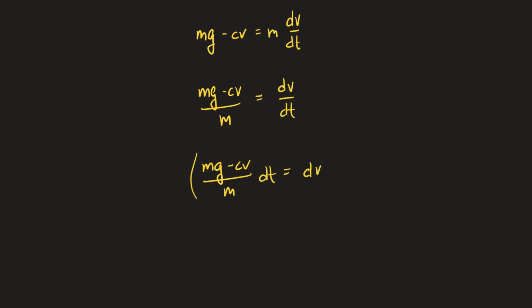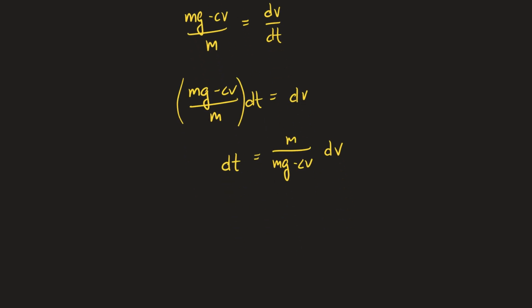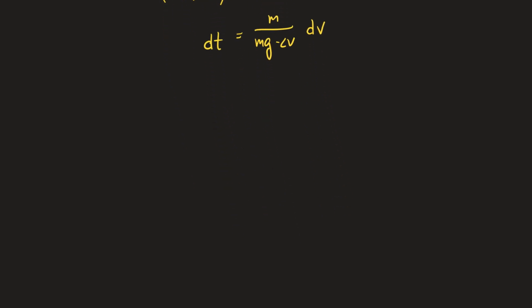The problem is that v is pretty much buried inside here. So the only way to get it collected is to move that entire term to the right side. So I'll get dt equals m over (mg minus cv) dv. Now, we have to turn this into something that we can integrate, so we're going to integrate both sides.